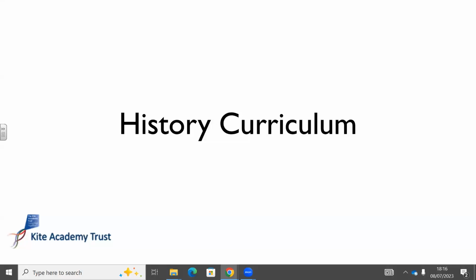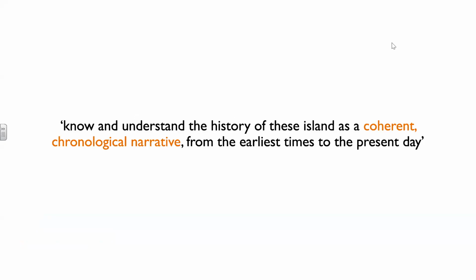I'm going to be talking through some of the key aims and decisions behind our history curriculum. Here you can see a quote from the national curriculum. One of the main aims of the history curriculum is to build and secure the pupils' understanding of history as a coherent chronological narrative. This means that they won't simply learn about certain historical time periods or events in isolation, but we want them to be able to have a sense of where this sits within history, allowing them to see the bigger picture.